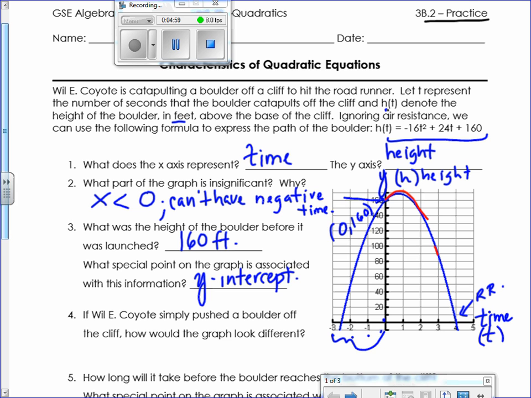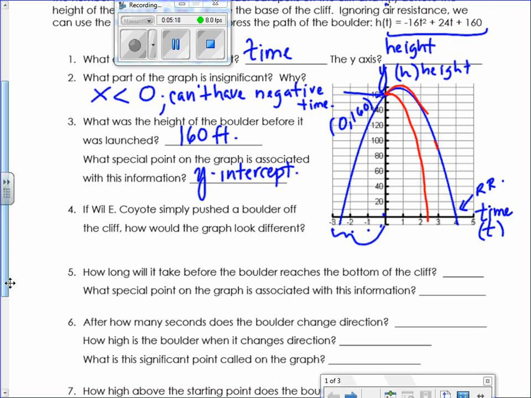So what if he just pushed it? It's not going to go up in the air. It would just kind of go out and then come down. So it might not go as far. I don't know, I'm just guessing, but it would look a little bit different. The question said, how would the graph look different? So we could say something like, the graph would not rise.